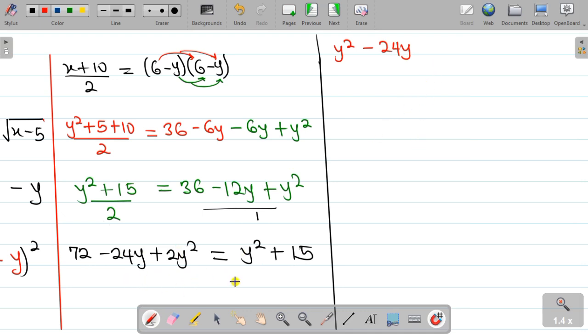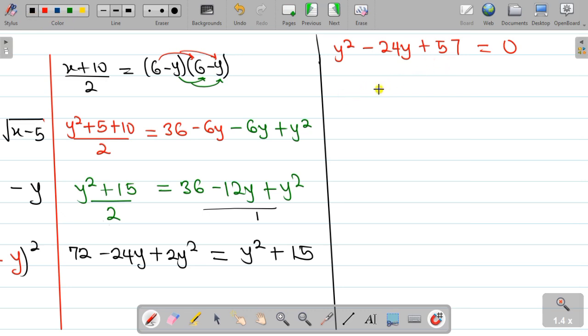72 minus 15 should give us around 57. So we have 57 here. Everything is equal to 0. And this is a standard quadratic equation which we can solve. Can factorization do this? I doubt.